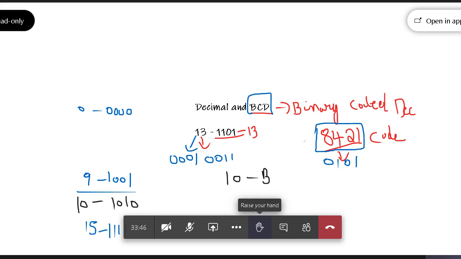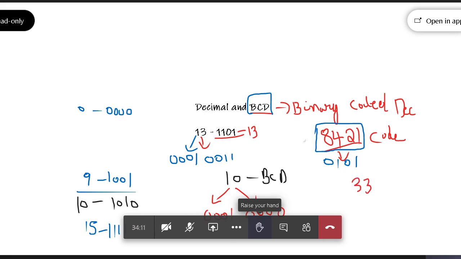when I say represent 10 value in BCD, what will you write? What will you write this as and what will you write this as? This is nothing but 0001 0000. Okay, that's it. Now, for example, 33.